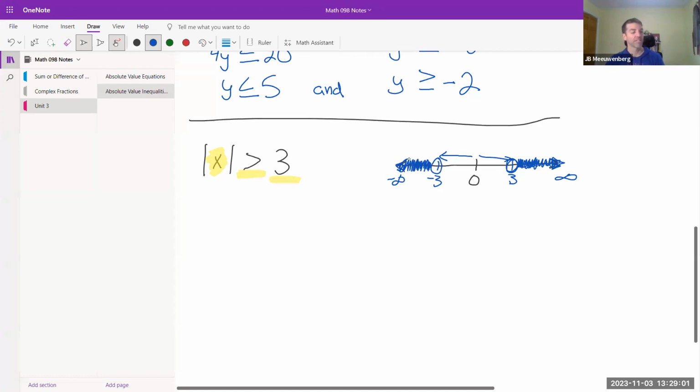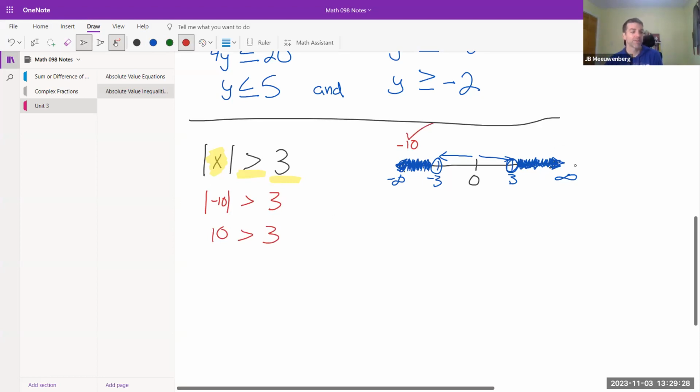So all of these numbers to the left and all of these numbers way up to the right should make this a true statement. Again, let's pick some numbers and test it out. Something down here, -10. What's the absolute value of -10? Is that greater than 3? Yeah, the absolute value of -10 is +10. And yes, that is greater than 3. So that checks out. That makes it true.